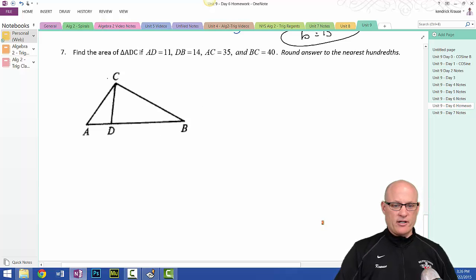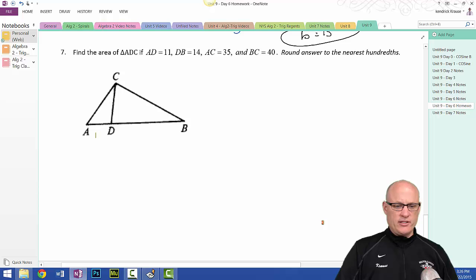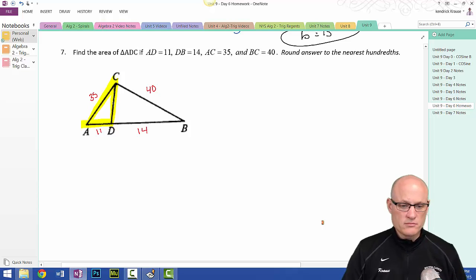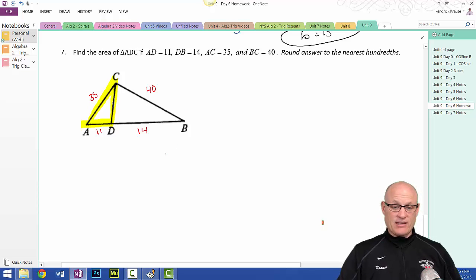Okay, so we're going to find the area of triangle ACD. Our goal is to find the area of triangle ACD, this triangle right here. Let's see what we got. We're given that AD is 11, and we're given that DB is 14 again, and we're given that AC is 35, and we're given that BC is 40. So it looks like I have side, side, side. Side, side, side is a clear case of law of cosines.